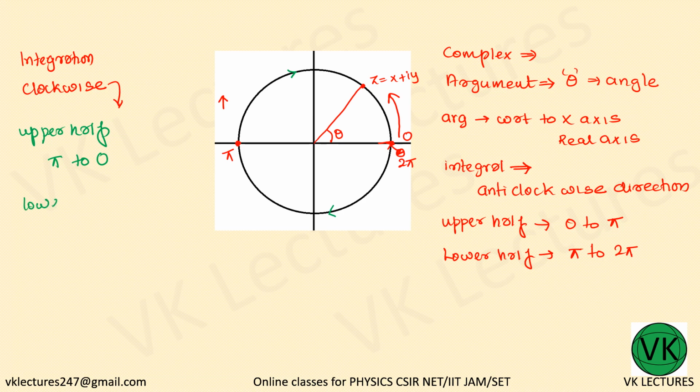Lower half, it is from pi to 0 or pi to 2, pi to 0, and in the lower half it is from 0 to pi. Or you can take 0 to 2 pi to pi. Either of these two things you can take, both are the same, there will be no change.